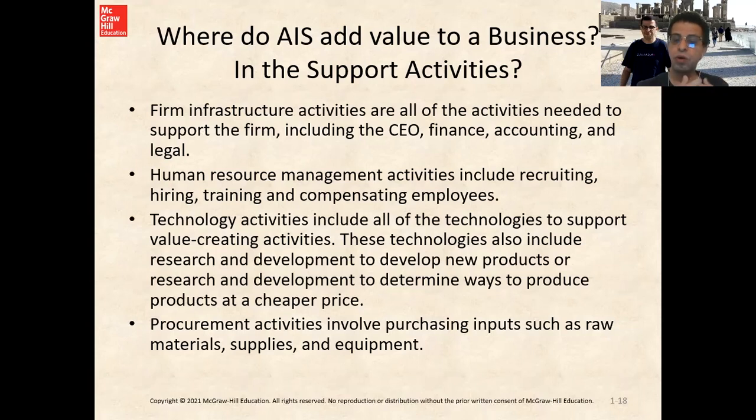And then you have technology, which is the software support and technology support for value-creating activities. These activities could also include research and development for the software or for the products. So with technology, you might find a way of producing or becoming more productive. Then you have the procurement activities, which involve purchasing inputs such as raw materials, supplies, and equipment.